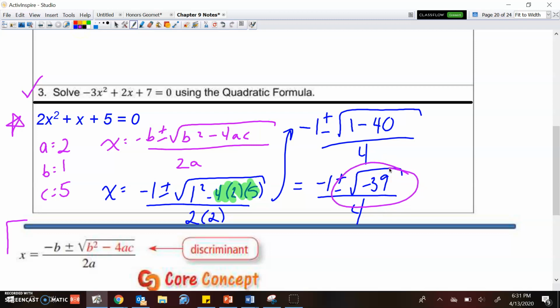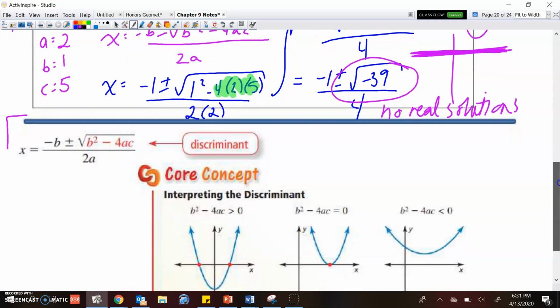So I'm done, and that means if I were to graph it, it's not going to touch my x-axis. So in this case, we would say no real solutions. Now what we're going to look at in this next part is how to figure out how many solutions you have right off the bat.